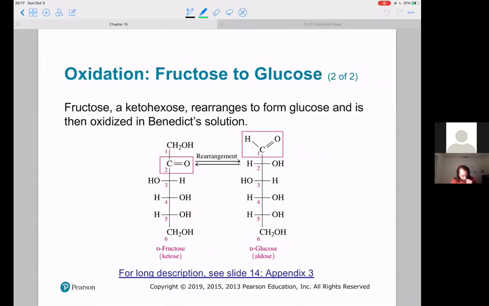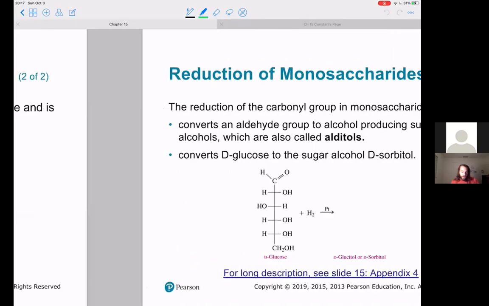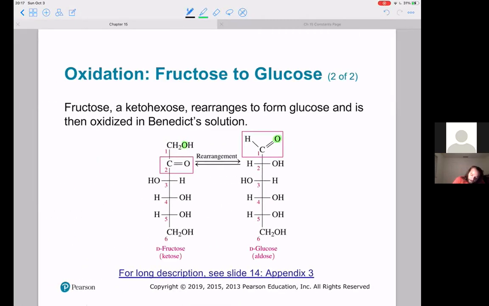So for example, this is fructose here. Again, in the presence of Benedict's solution, we wouldn't expect a ketone to be able to be oxidized, right? However, because there's this hydroxyl group here, it can rearrange itself and form an aldose, which in this case would be just glucose, and glucose can be oxidized. So even ketoses are oxidizable because of this rearrangement that's available. Okay, so aldoses and ketoses are reducing sugars.